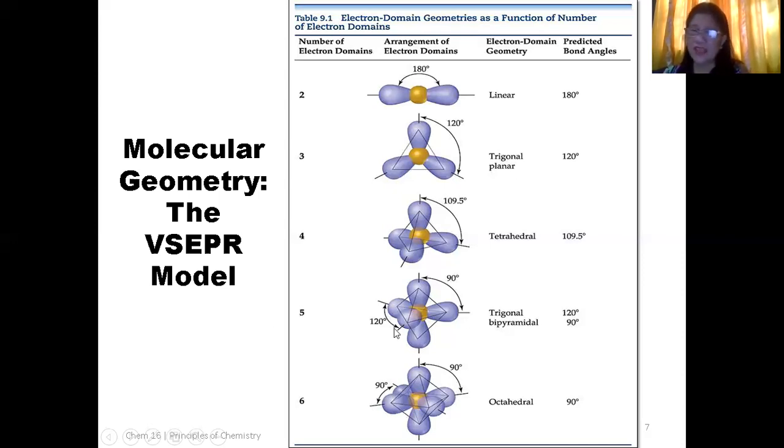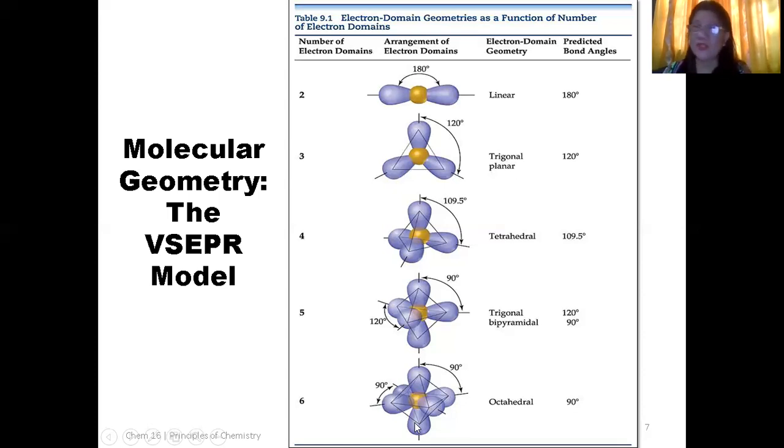And for the octahedral, how many will there be? 6. Let us count it out. This is the central atom. That is the attachment of your central atom to the top. That's 1. Then the first side, 2. Second side, 3. Third side, fourth side, 4. This is 5 and 6.